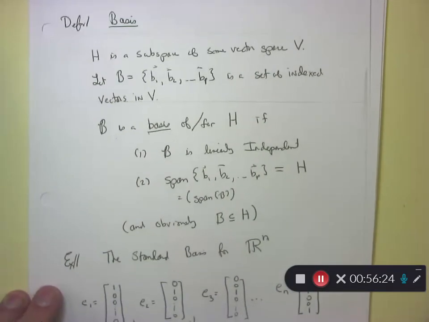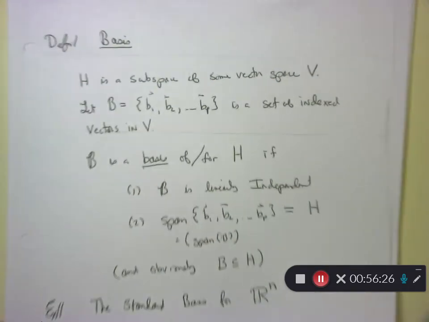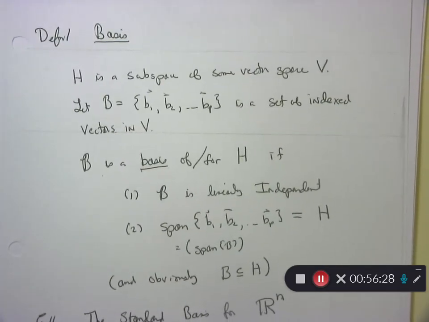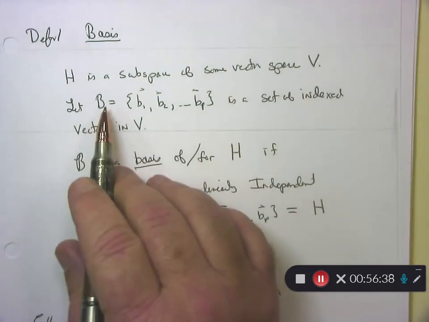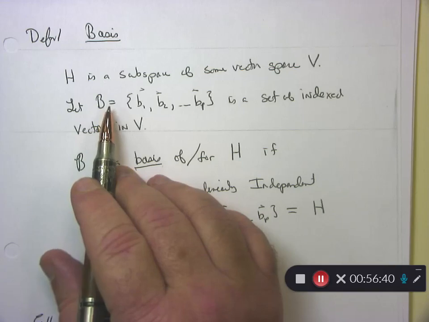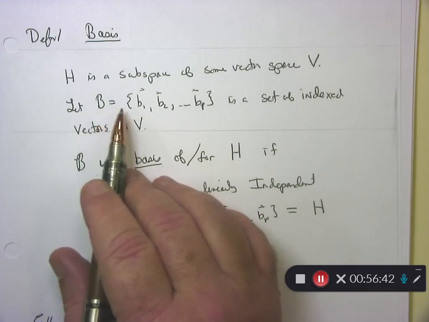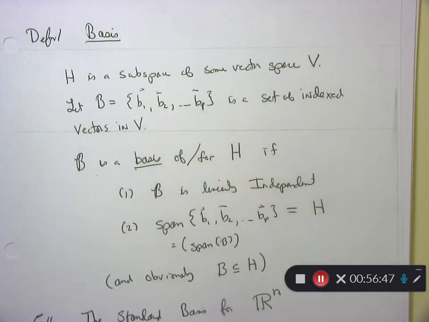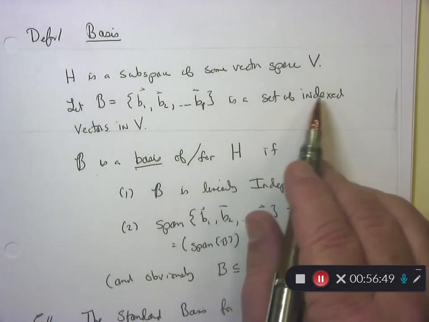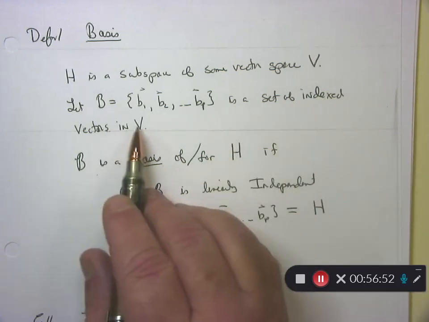Now, getting into the big definition here. Basis. H is a subspace of some vector space V. So let B, or beta, because we like to use Greek letters on this stuff, be equal to a vector b1, vector b2, dot, dot, dot, vector bp, a set of indexed vectors in V.